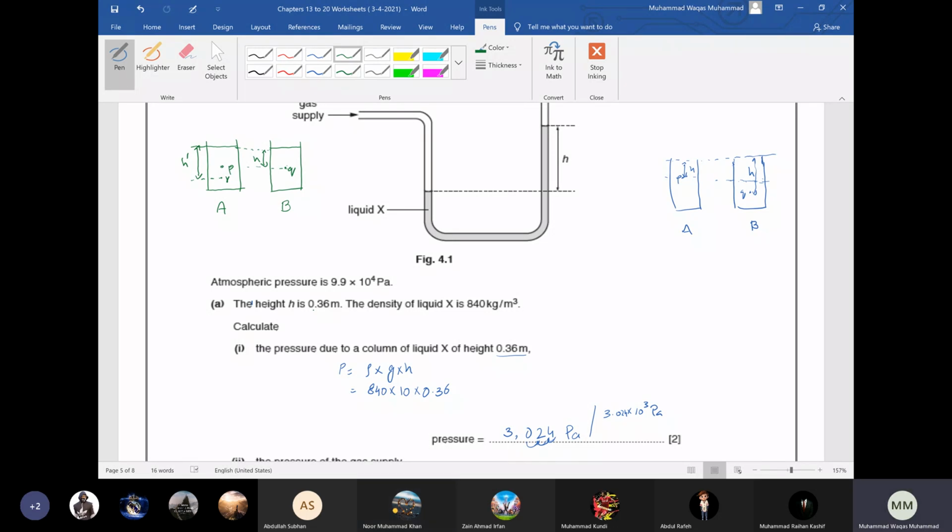Okay, beta, see, this H is the pressure difference, and we calculated that the pressure difference is 3024. The pressure difference is the same, because the gas pressure is the same and the atmospheric pressure is the same. Now we are using a more dense liquid, so it means the H will decrease. If H decreases, how would that happen? The level on the right goes down and the left goes up.